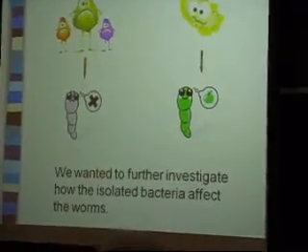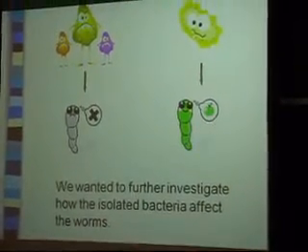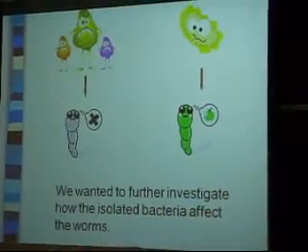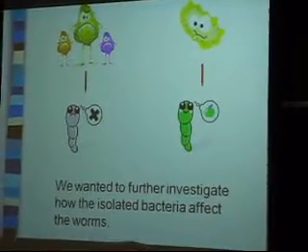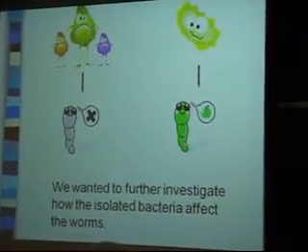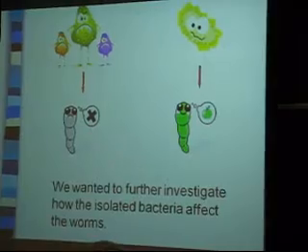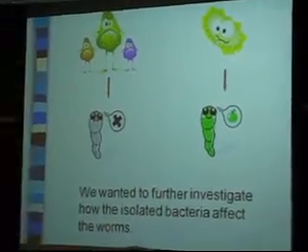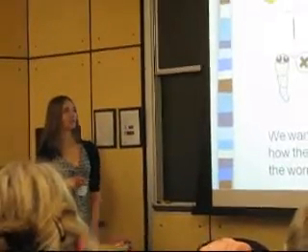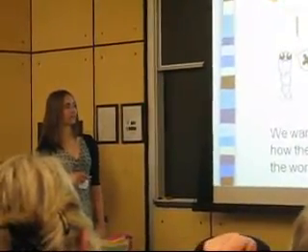So we wanted to further investigate how these isolated bacteria affected the worms, and what we predicted was there would be some pathogenic bacteria that would kill the worms right away and not allow them to reproduce a lot and live a long time. And then we also predicted that there would be some nutritious bacteria that would allow them to survive and reproduce a lot and live a long time.